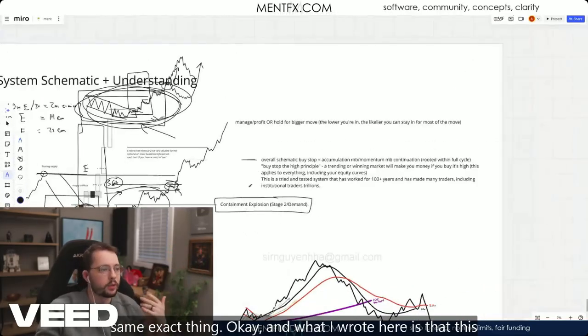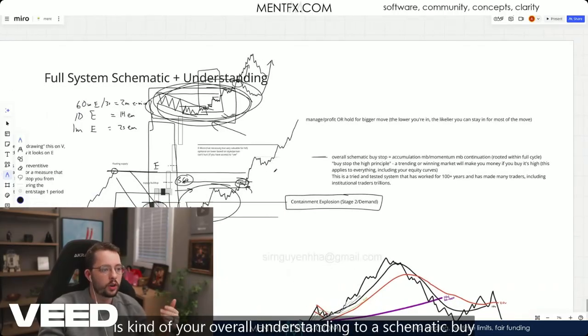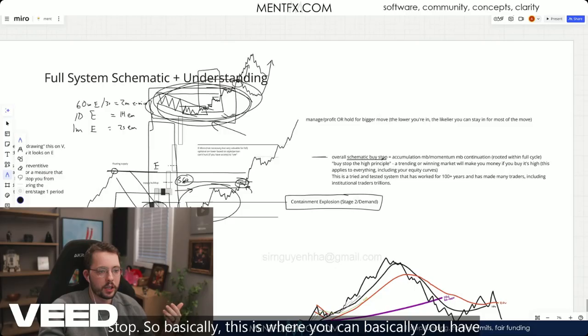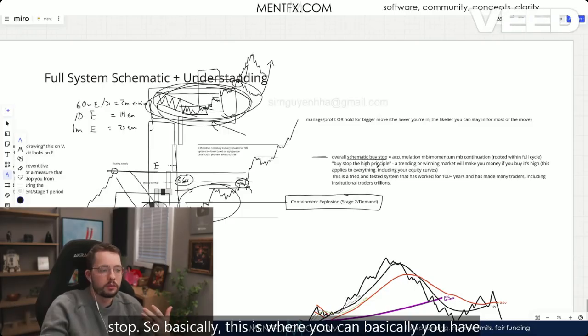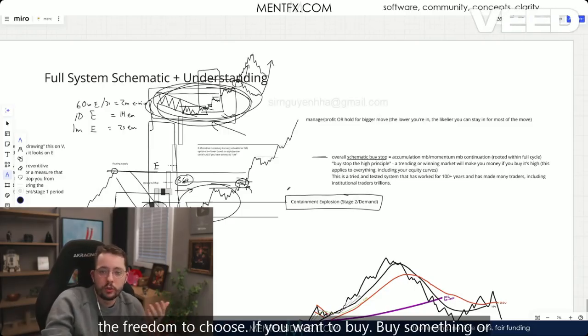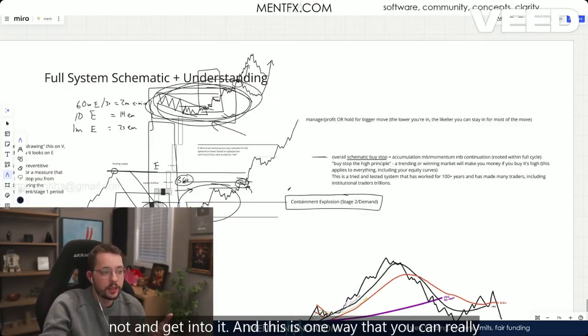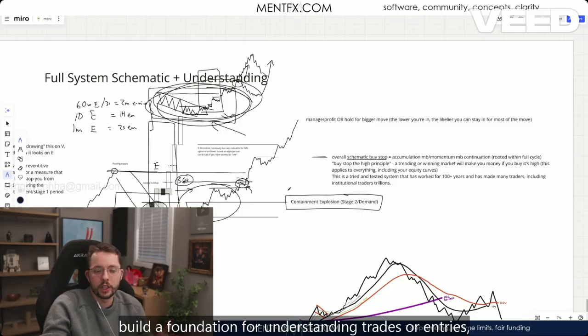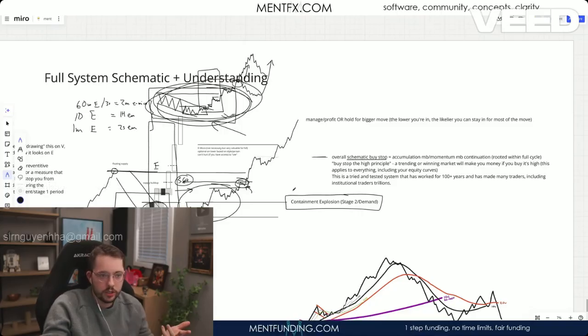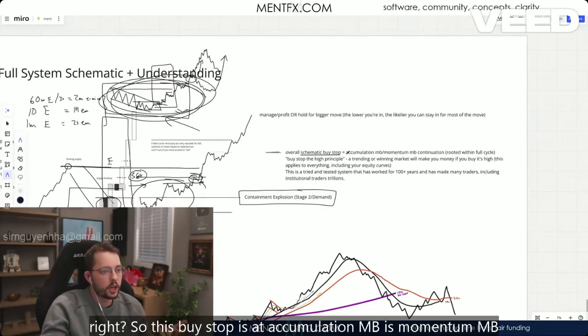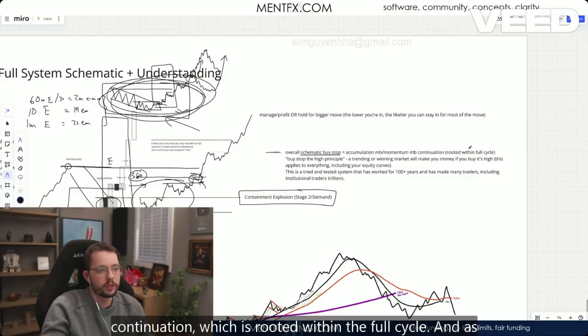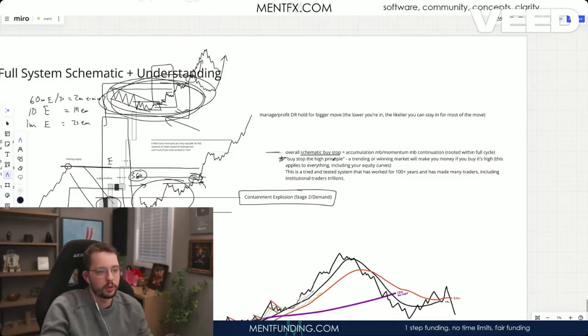And what I wrote here is your overall understanding of a schematic buy stop. This is where you have the freedom to choose if you want to buy something or not and get into it. This is one way you can really build a foundation for understanding trades or entries. So this buy stop is at accumulation MBs, momentum MB continuation, which is rooted within the full cycle. And as I said before, this is the buy stop the high principle.